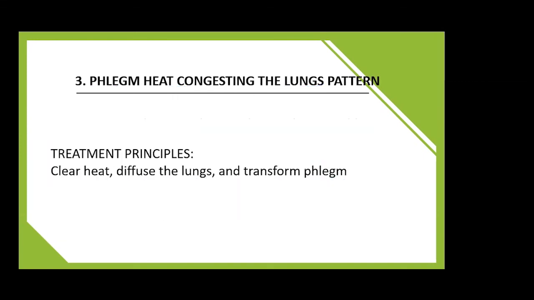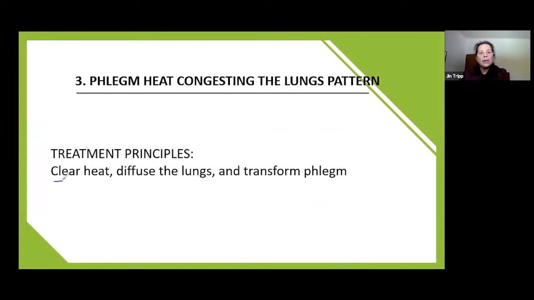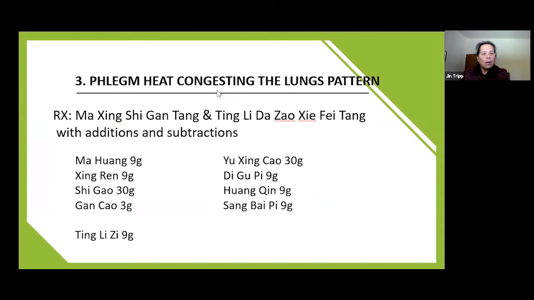The treatment principle: clear heat, diffusing lung and transform phlegm. The formula we used, we still can use 麻杏石甘汤 with 葶苈大枣泻肺汤 together and adding other herbs. So 麻杏石甘汤 is the same, we talked about already. Stop cough and resolve phlegm.